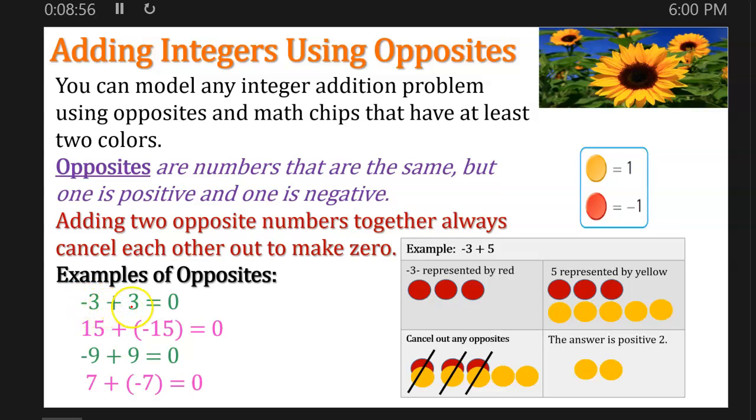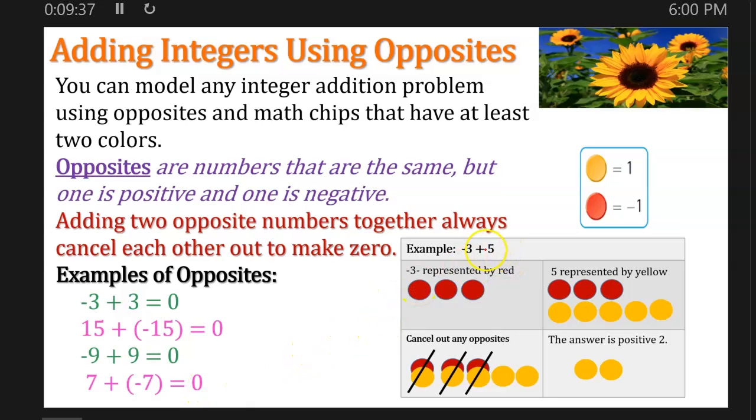We have a negative 3 plus a positive 3 equals 0. Positive 15 plus negative 15 equals 0. And notice I put parentheses around this. The reason I did that is most of the time, not always, but most of the time, you don't want to write 2 operations side by side. So this is a plus and then a negative, and you typically put parentheses here just to separate the plus and the minus so that you're not having 2 symbols right next to each other. Negative 9 plus positive 9 equals 0, and then positive 7 plus negative 7 equals 0.